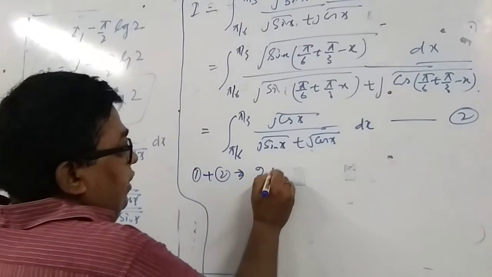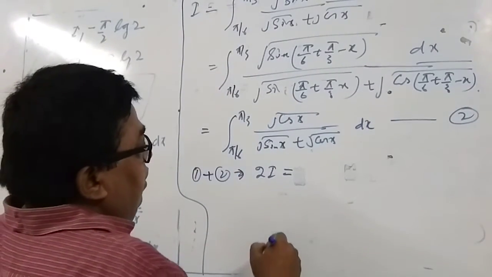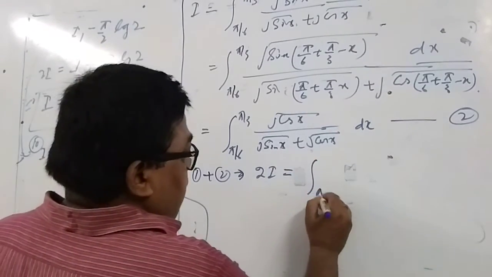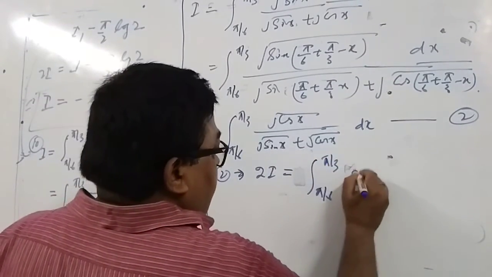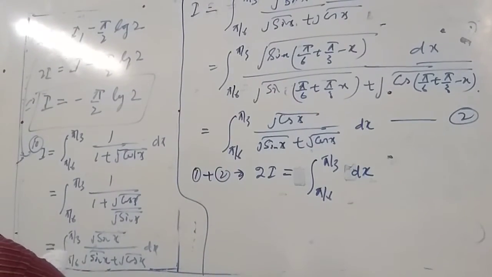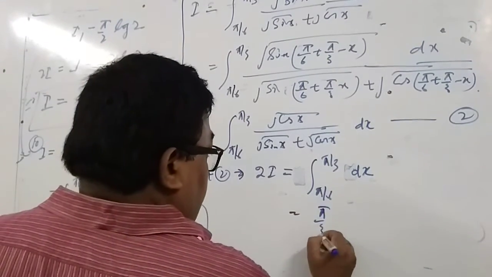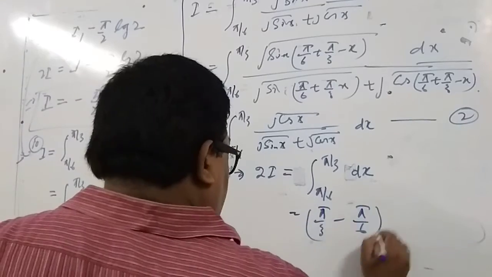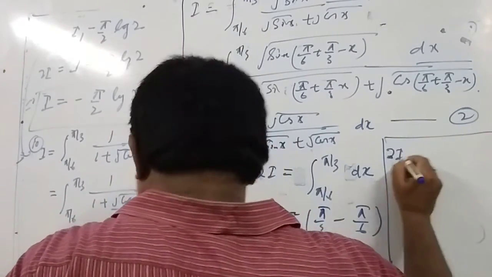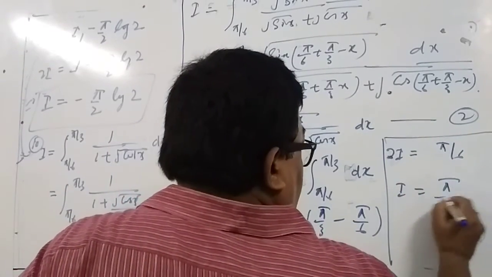you will get 2I is equal to the integral where, taking the LCM in the denominator, root sin x plus root cos x will cancel. So it is the integral from pi by 6 to pi by 3 of dx. This is your value. Now applying the limits, it is pi by 3 minus pi by 6. So 2I becomes pi by 6, and I is pi by 12.